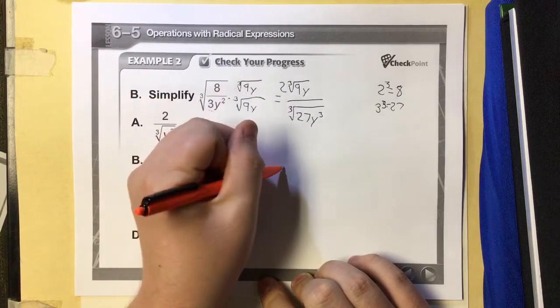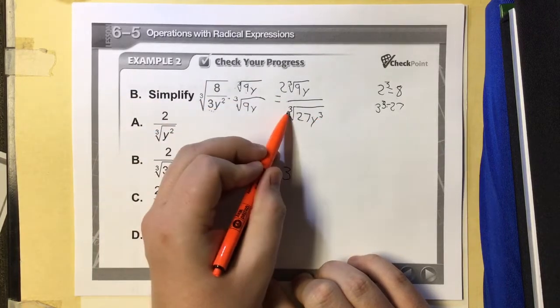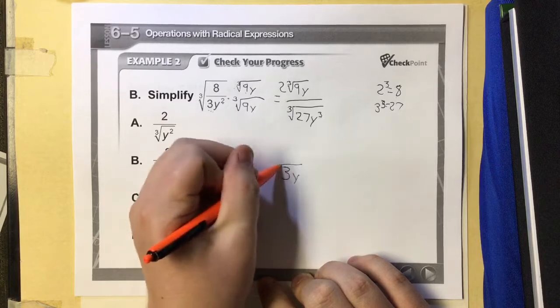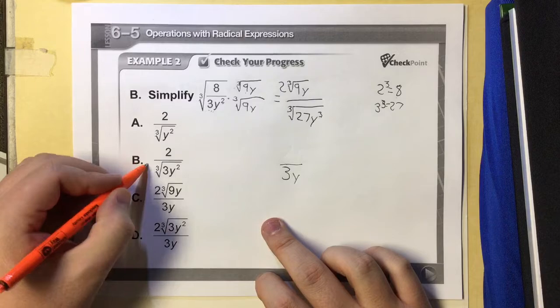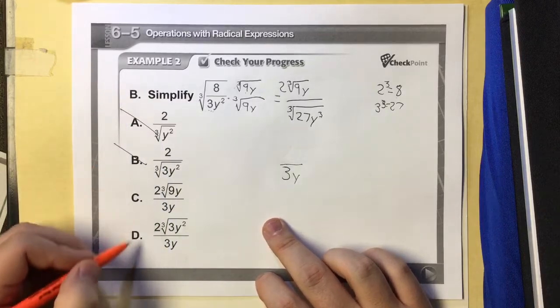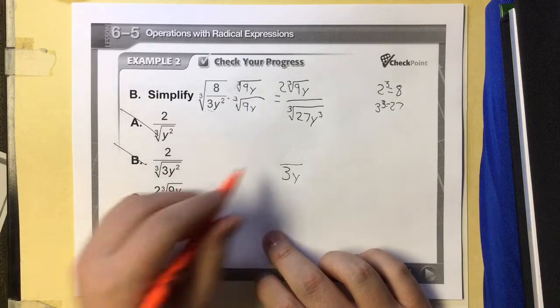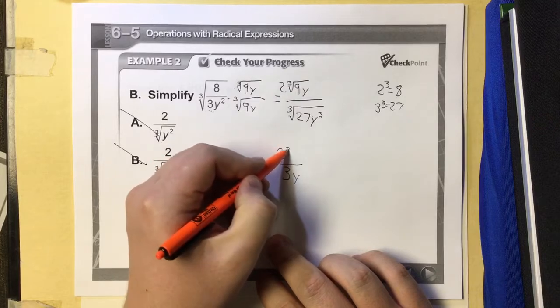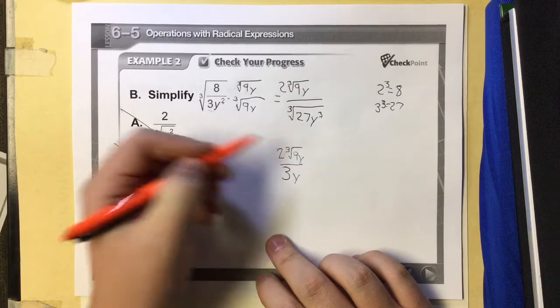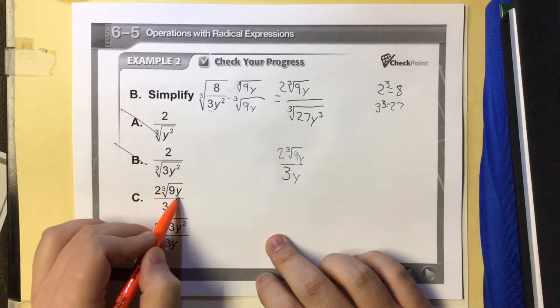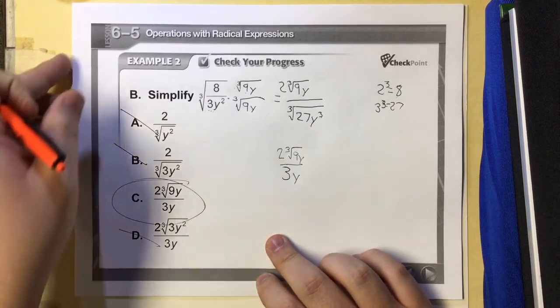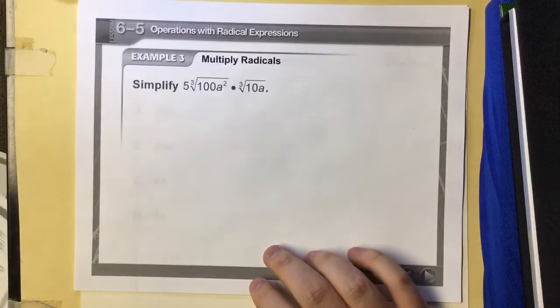So the third root of 27 is 3. 3 divided by 3 is 1, so y to the first. So we have 3y in our denominator, so those are gone. We're down to just these two here. And we have 2 third root of 9y. So C is our answer.